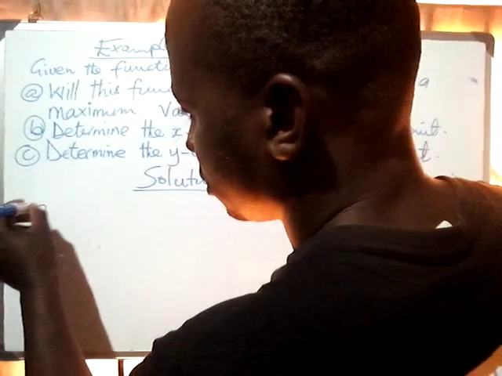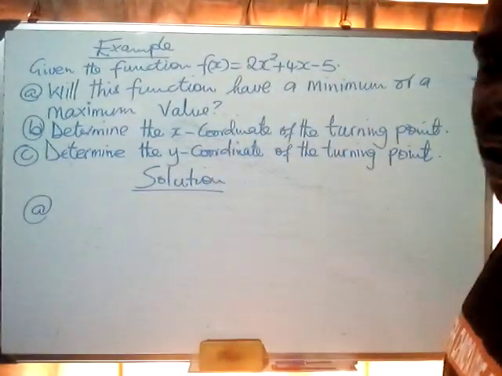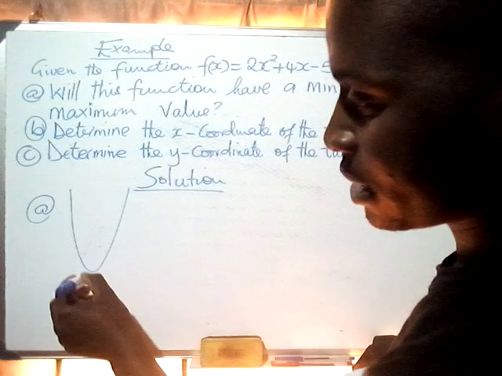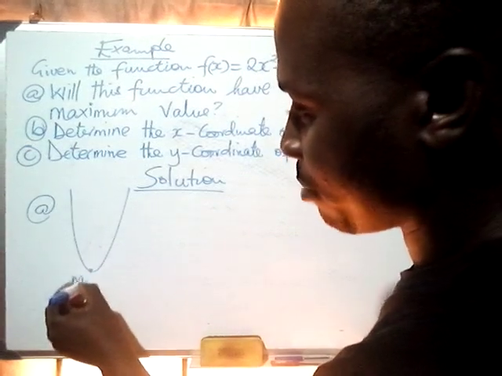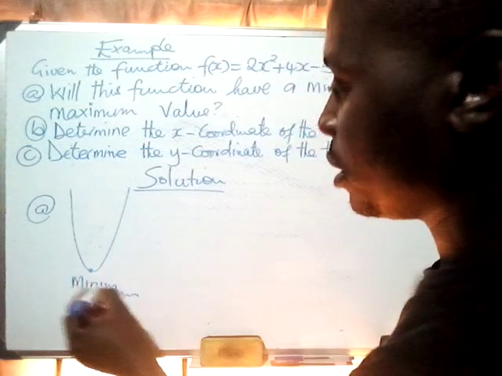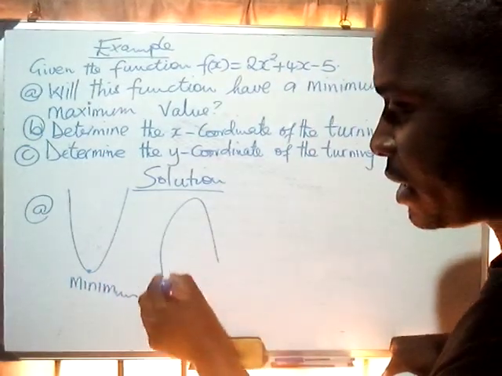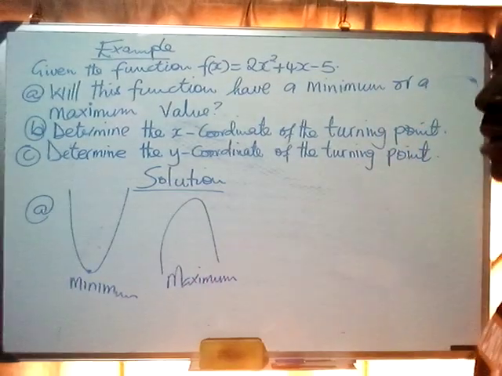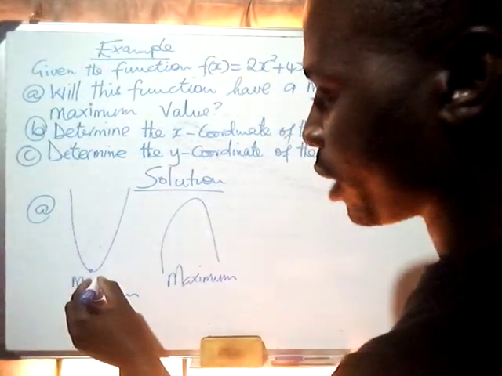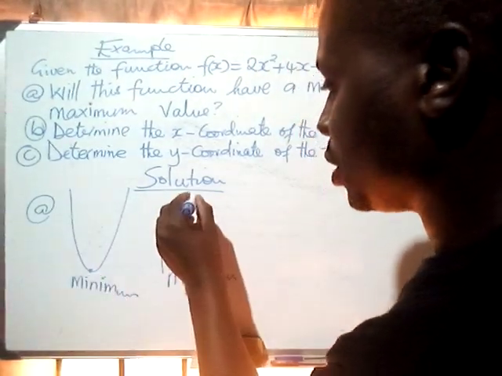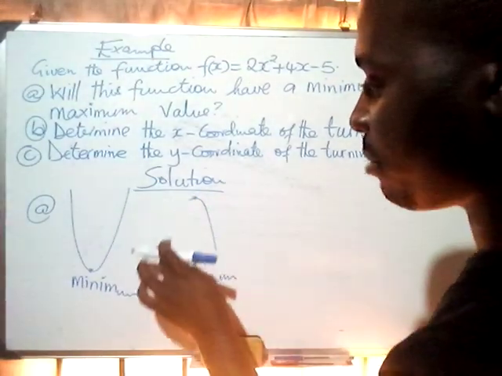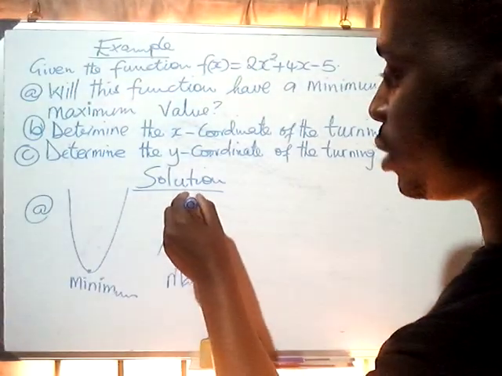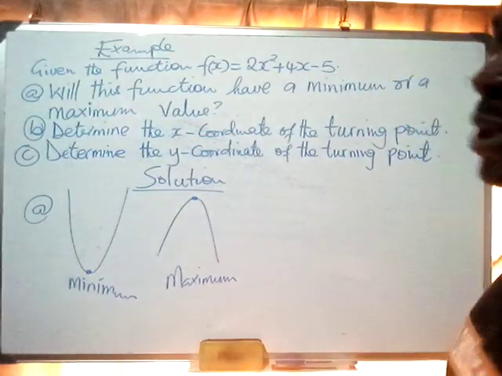To determine whether it will be a minimum, remember I said if the graph is like this, it means that it is the minimum. But if our graph is like this, it means that it is maximum. Will this one have a minimum or a maximum value? So let us see how we are going to do this.